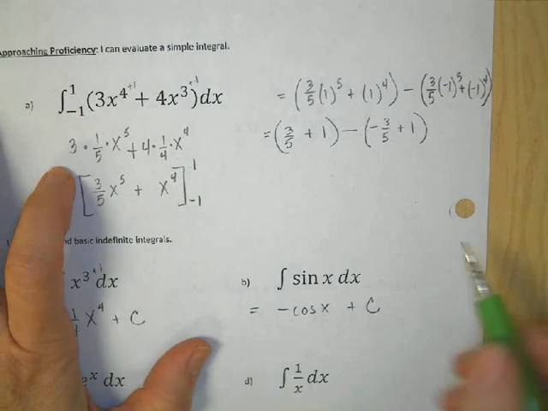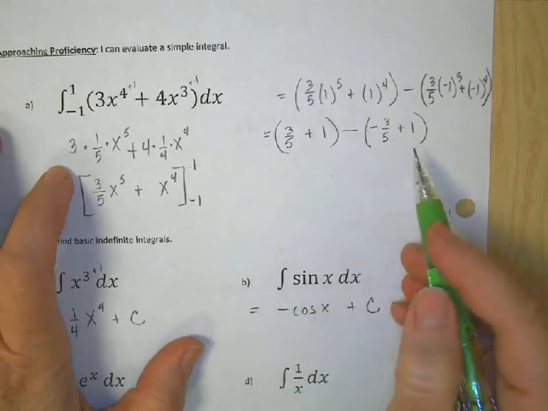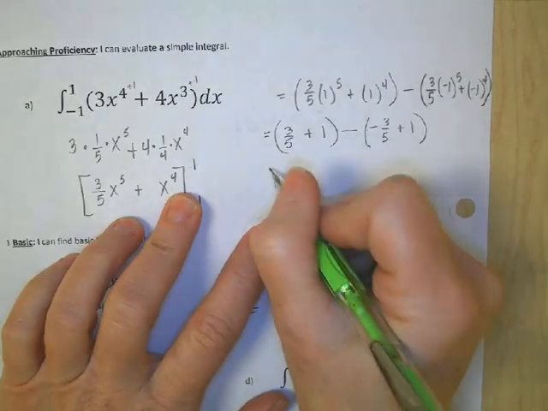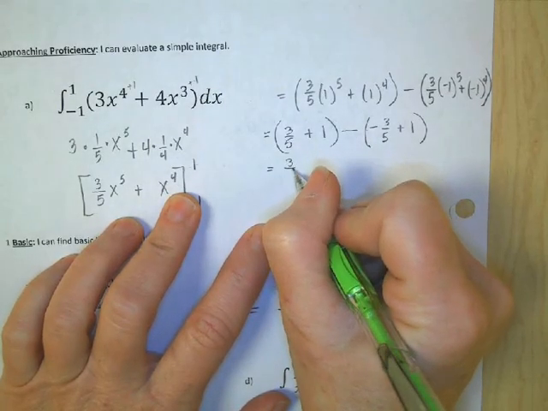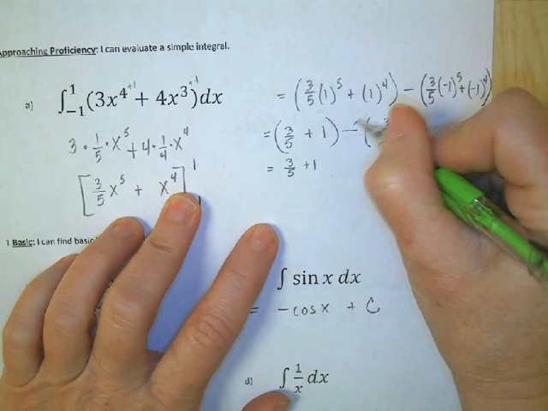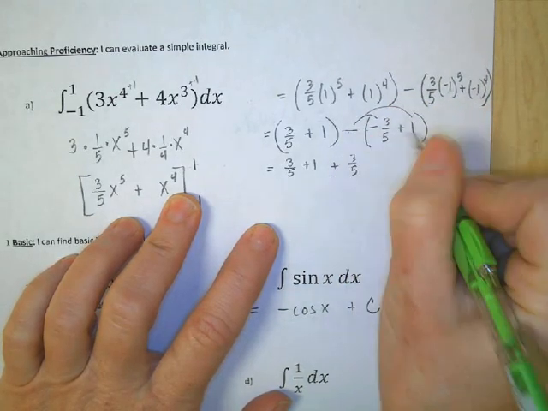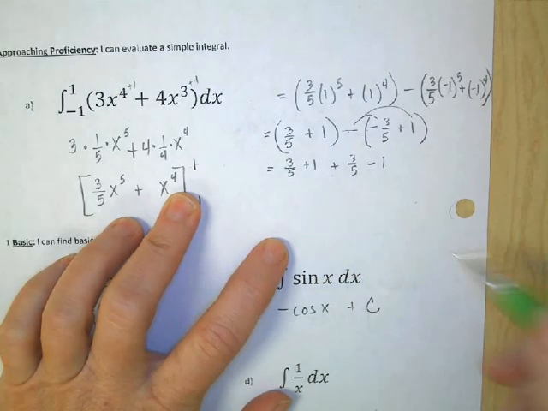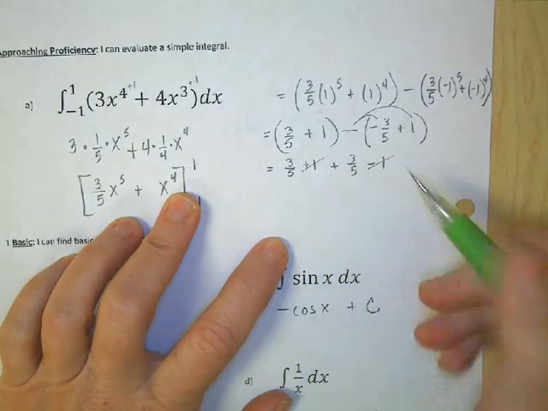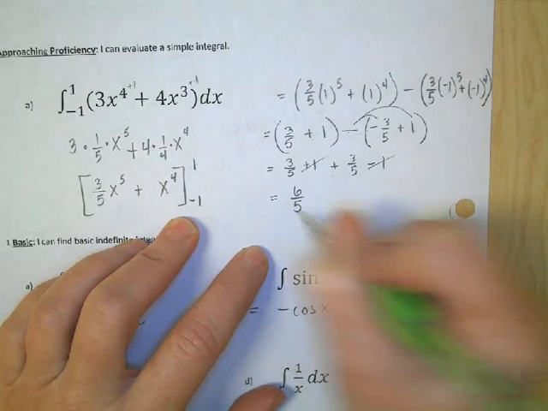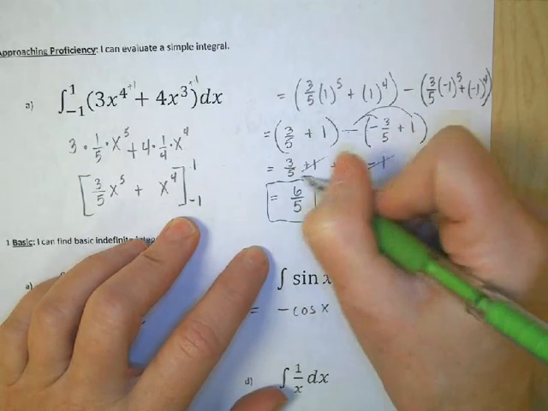And I notice here I have some common denominators, so I'm actually going to distribute this negative before I can add these all together. So I have 3/5 plus 1. If I distribute my negative, I get positive 3/5 minus 1. So notice the plus 1 and the minus 1 eliminate each other, and I'm left with 3/5 plus 3/5, which is 6/5. And that is the answer to my level 2 question.